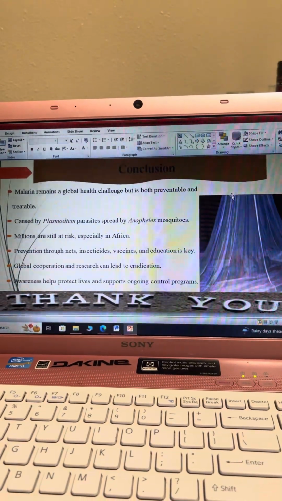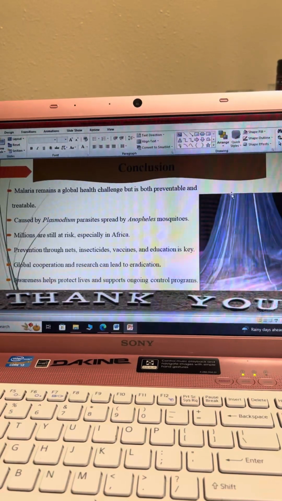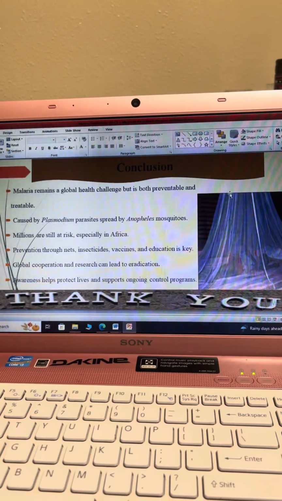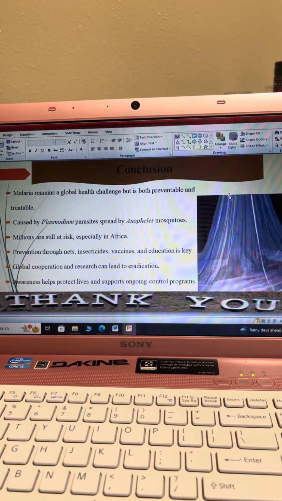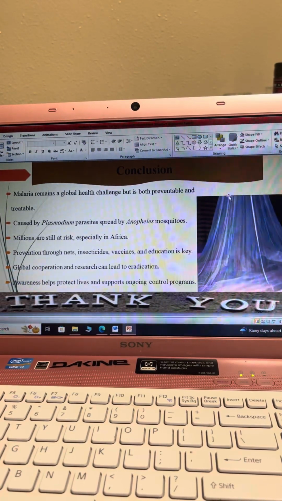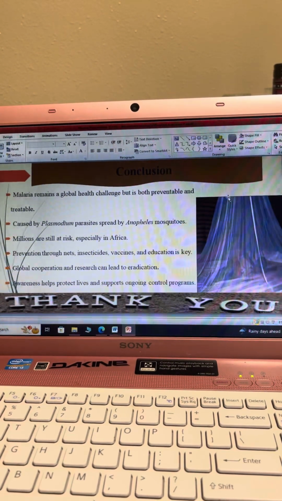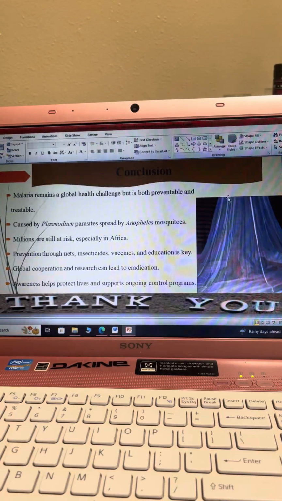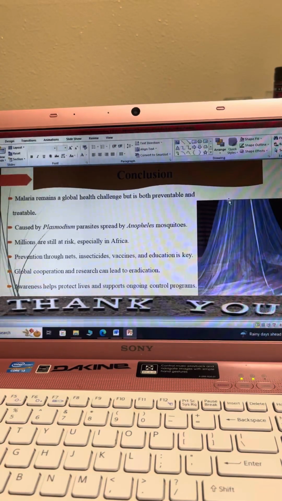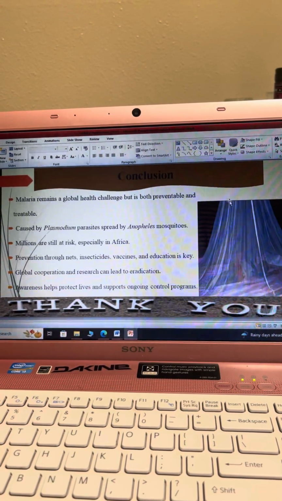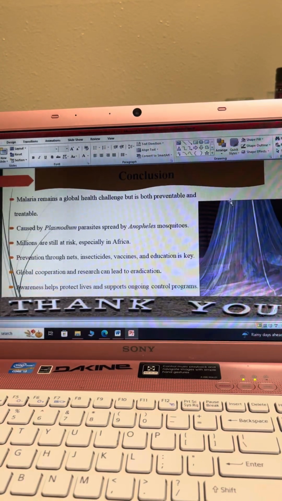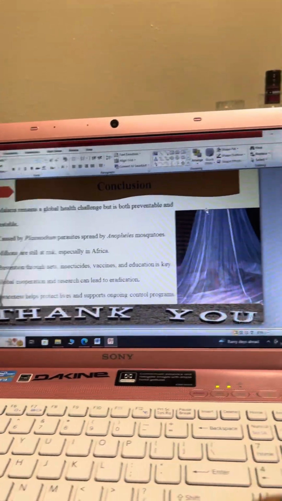Conclusion. Malaria remains a global health challenge, but is both preventable and treatable. It is caused by the Plasmodium parasite spread by female Anopheles mosquitoes. Millions are still at risk, especially in Africa. Prevention through nets, insecticides, vaccines, and education is key. Global cooperation and research can lead to eradication. Awareness helps protect lives and supports ongoing control programs.